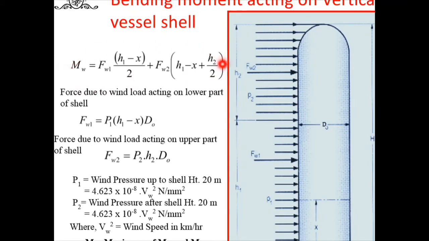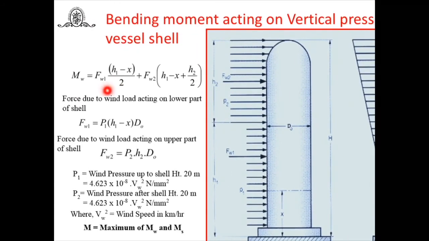By using this expression, we take the bending moment as usual. You can consider all these are the forces, this is the length, and find out the bending moment. Already you studied this in strength of machine elements, and after finding it you will get the M_W. This is for this case. Again, what is the magnitude of this F_w1? F_w1 means the force due to the wind load acting on the lower part, which is given by P1 into D_o, the diameter of this shell, into (H1 minus x), which is acting here. We have considered from this x, that's why H1 minus x.